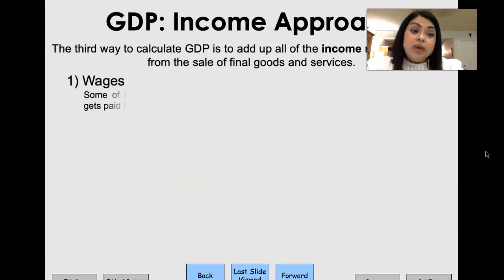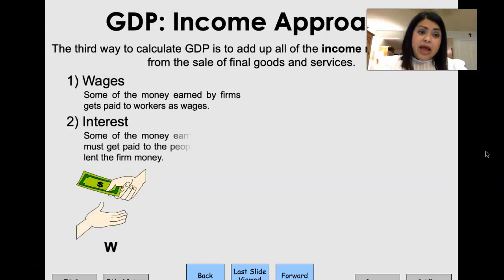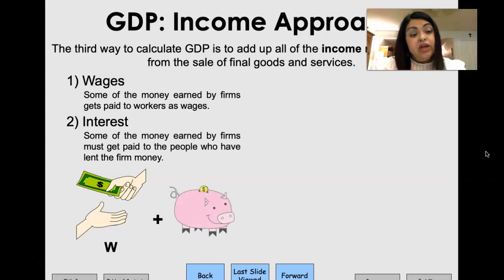And then there's the income approach. This is a third way to calculate GDP. We can look at how much we count GDP in terms of how much people are making. In that activity, it says, Macy's pays its employees an hourly wage. Well, if they're paying their employees a wage, then yes, that is counted into GDP.